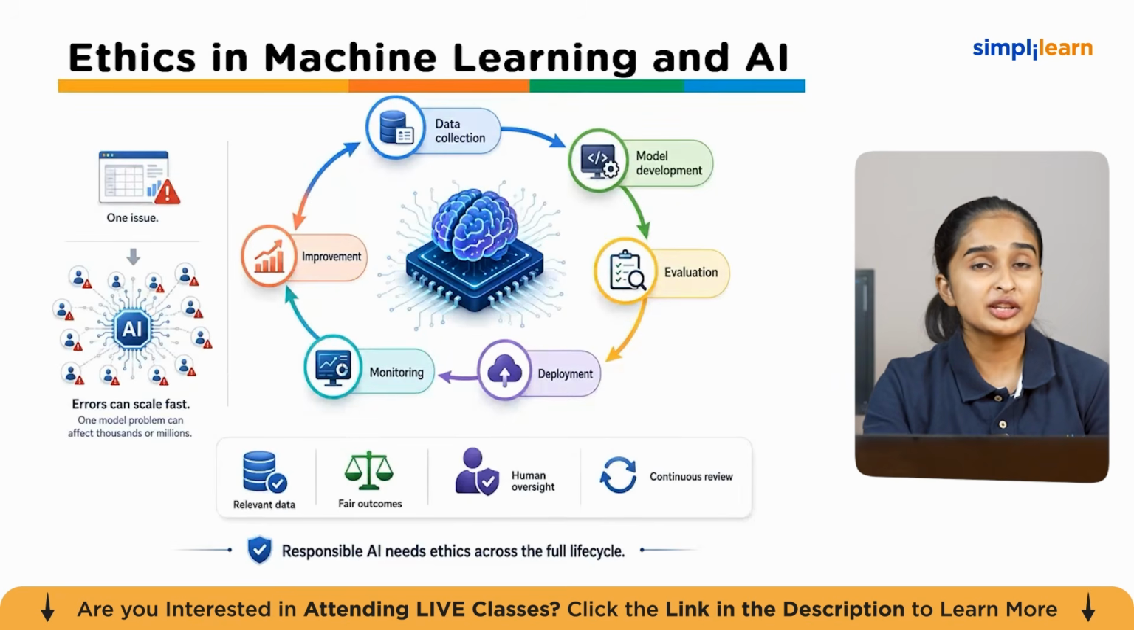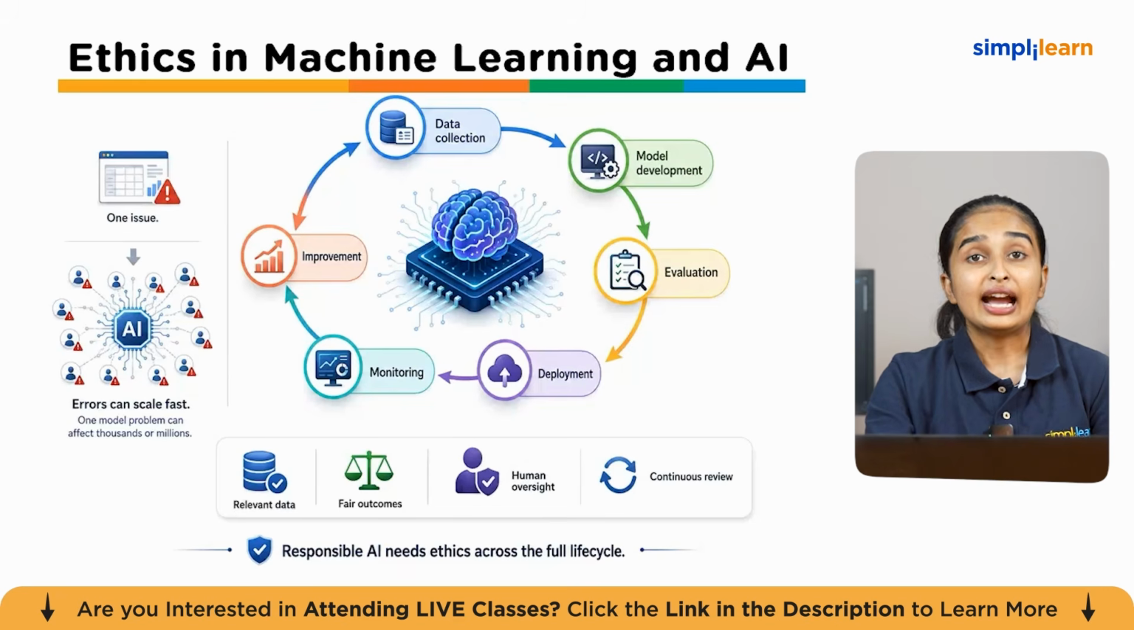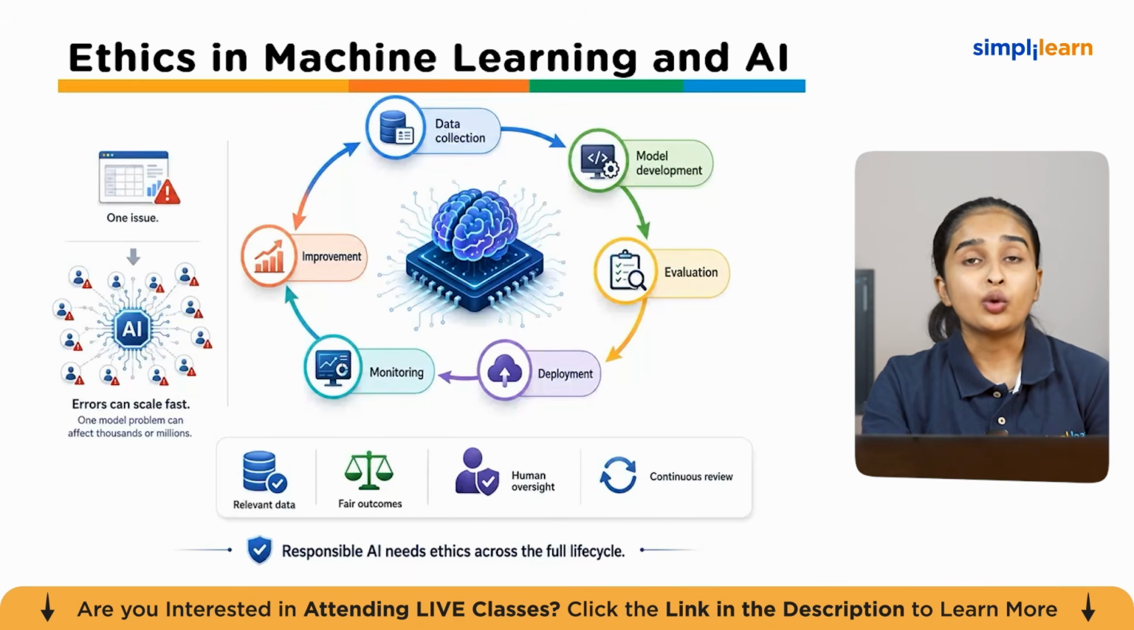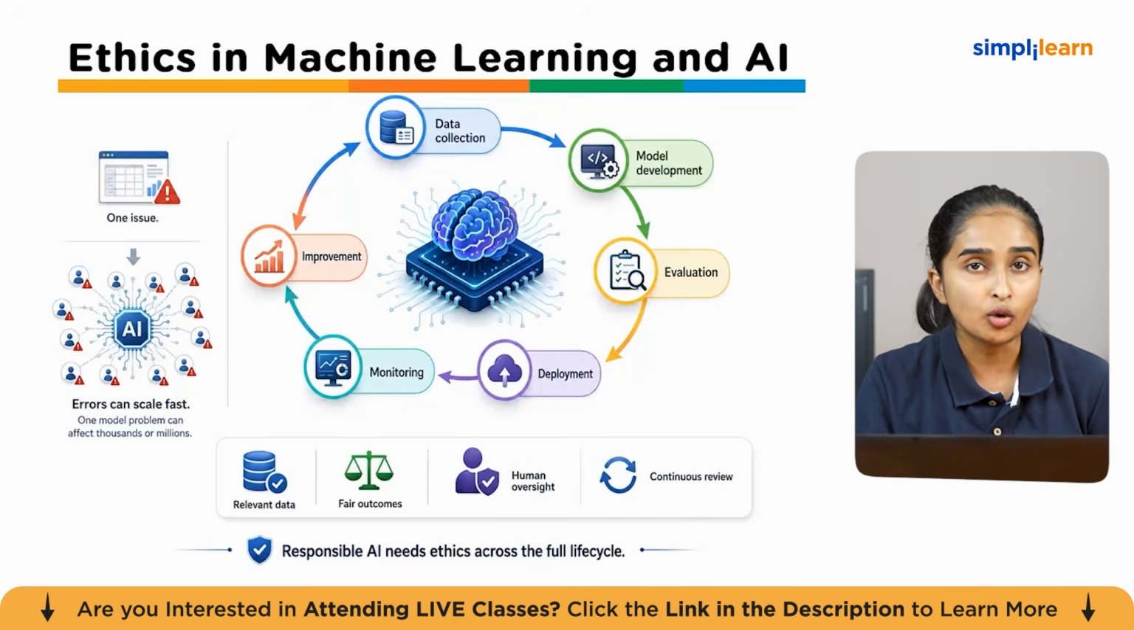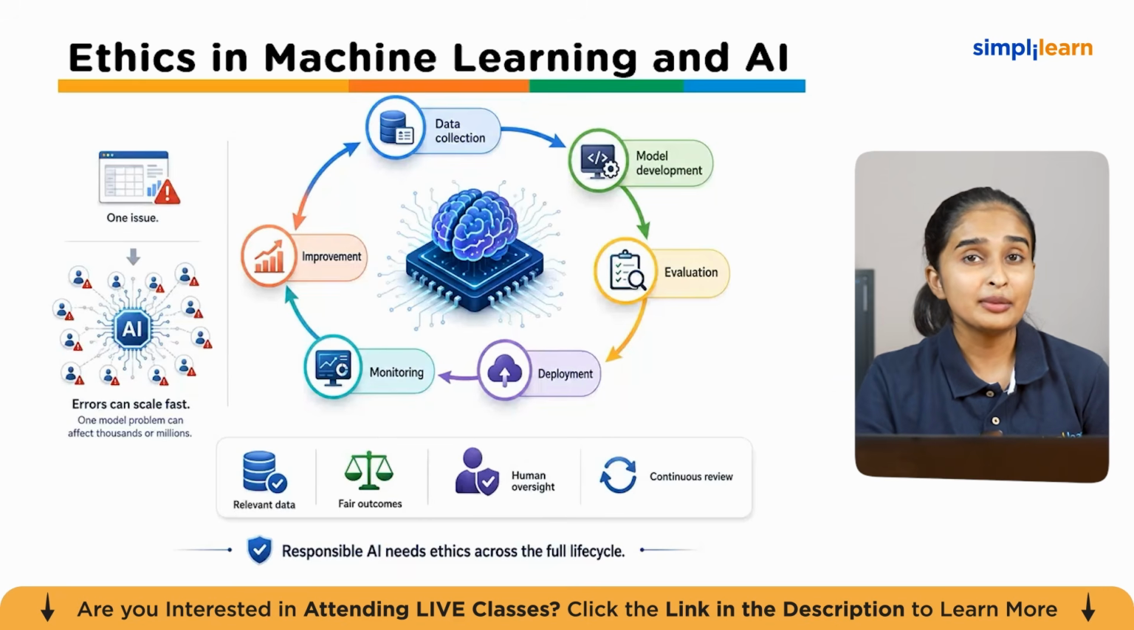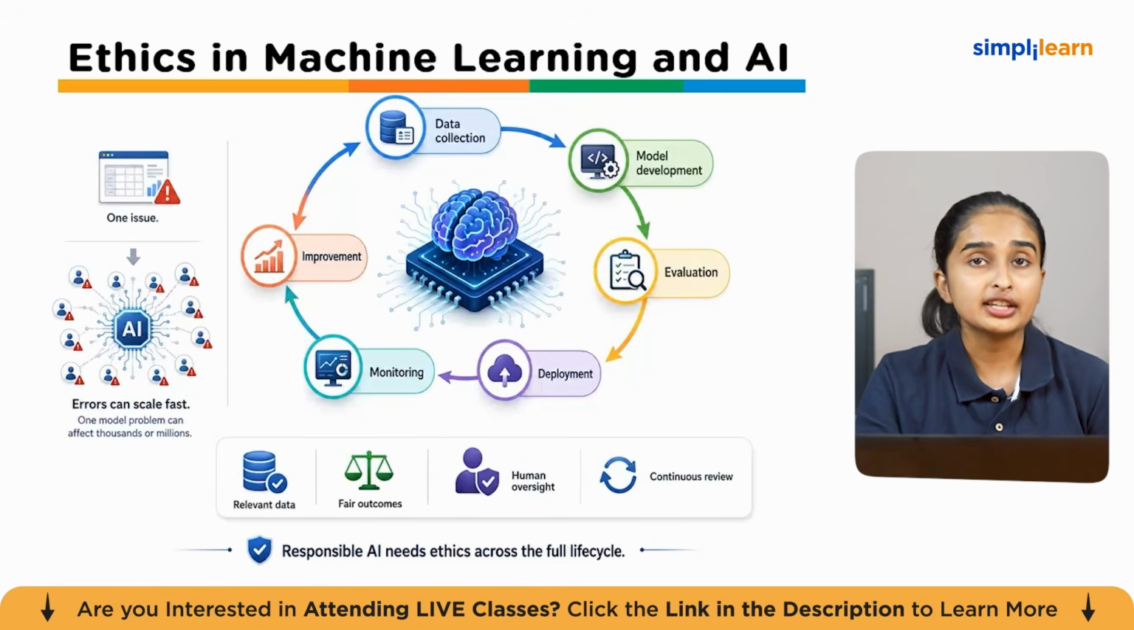Data ethics becomes especially important in machine learning and AI because these systems can make or influence decisions at a very large scale. An error in a spreadsheet may affect one report. A problematic automated model can potentially repeat the same error thousands or millions of times. Responsible AI therefore needs ethical thinking throughout the complete life cycle: data collection, model development, evaluation, deployment, monitoring, and improvement.